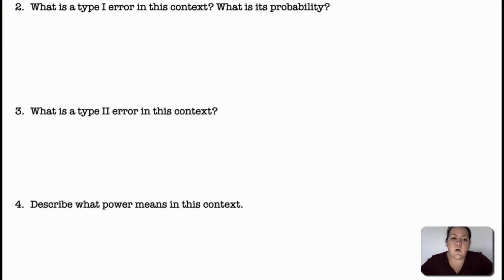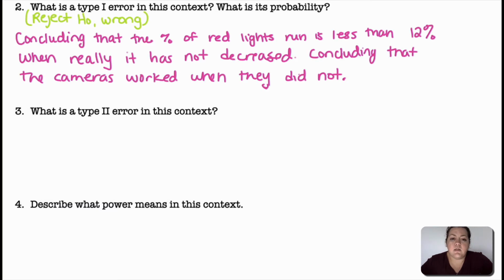All right, so now we're going to look at what a type 1 error, type 2 error, or power would look like in this context. So what is a type 1 error in this context, and what is its probability? A type 1 error, again, is when we reject the null hypothesis, but we are wrong. So concluding that the percentage of red lights run is less than 12%, when really it has not decreased. Concluding that the cameras worked when really they did not would be a type 1 error.